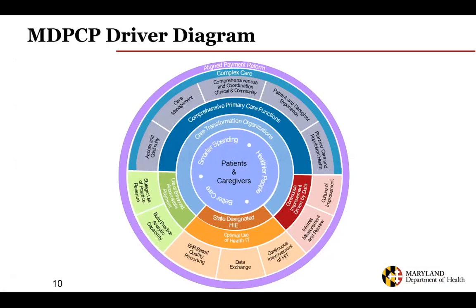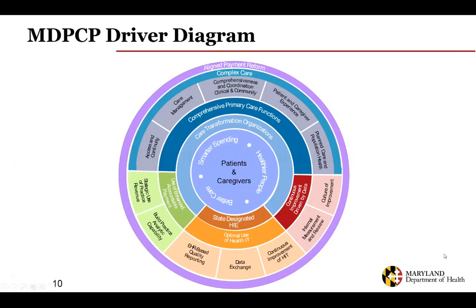Around that, we have these care transformation organizations, which I'll talk about in more detail, as well as the state-designated HIE. Above that, we have the comprehensive primary care functions that all the practices are expected to deliver, and I will go into more detail on these, but they're access and continuity, care management, comprehensiveness and coordination, patient and caregiver experience, and planned care and population health. So that's the top part of the circle under the complex care.